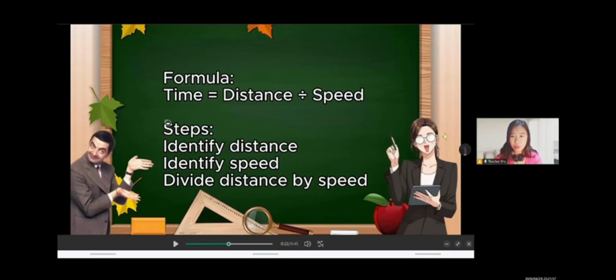Before we solve it, there is a formula we follow. We have time equals distance divided by speed. The first thing you need to do is identify the distance. After identifying the distance, you also need to identify the speed. You cannot just go there and divide everything without knowing the distance or the speed.